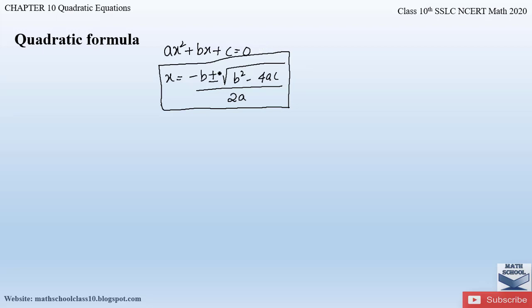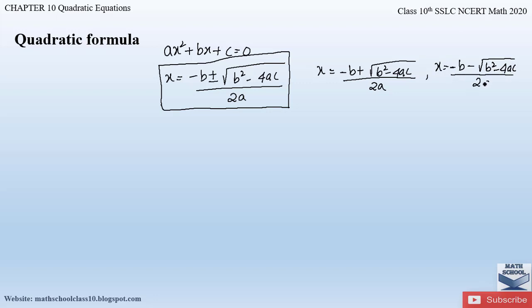To determine the first root, we will use the plus sign, and for the second root we will use the minus sign, like I'll show you here. So x will be equal to minus b plus square root of b square minus 4ac divided by 2a, and the second root will be x is equal to minus b minus square root of b square minus 4ac divided by 2a.